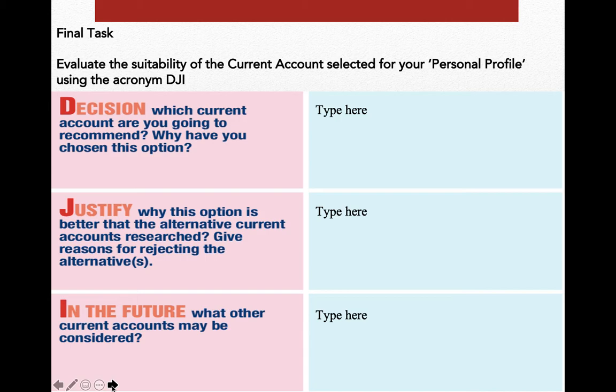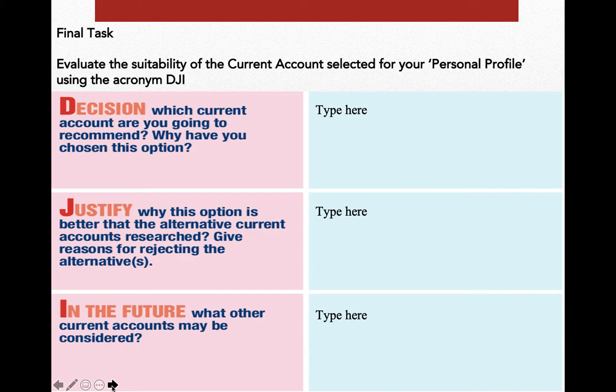Okay, so what we're going to do next is evaluate the suitability of the current account selected for your personal profile. So here we've got the acronym DJI. So we're going to be looking at which current account you are going to recommend. Why have you chosen this? Why have you chosen this against the other options? You're going to justify why this option is better than the alternative current accounts researched, and give your reasons for rejecting the alternatives.